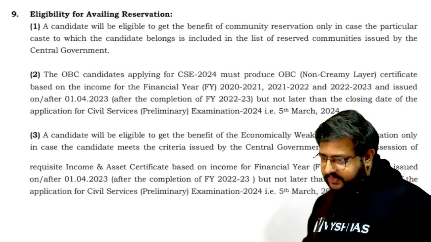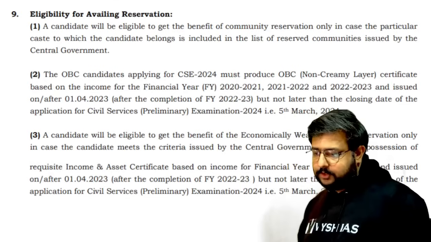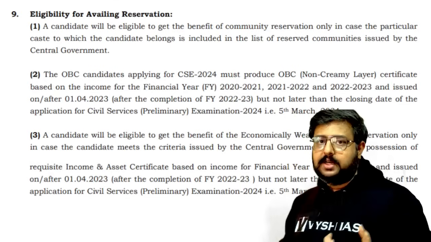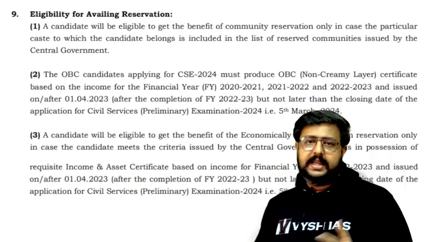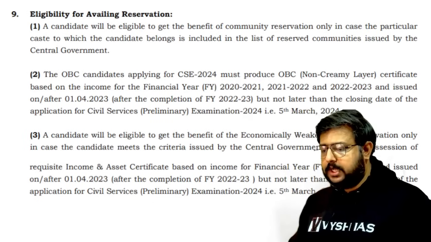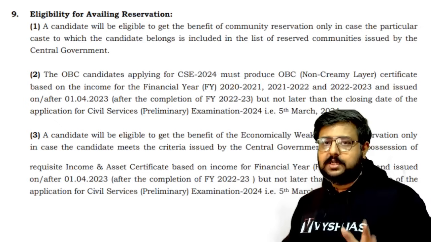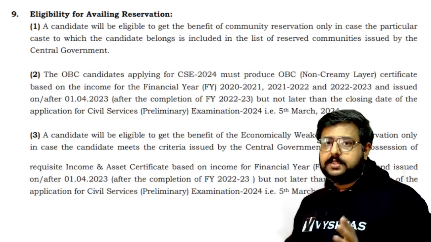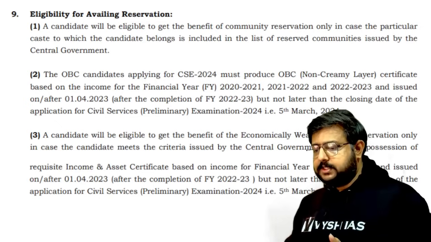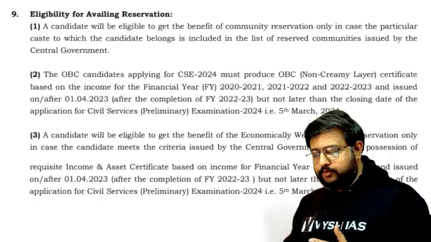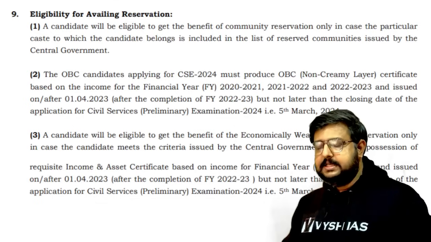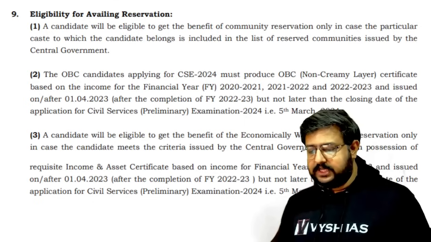Again, for reservation, they are telling that for OBC, you will get it only if you have the non-creamy layer. Non-creamy layer means your father's income is up to I think 8 lakh or so. Your income is not considered, your husband's income is not considered; it's your father's income and father's caste that they consider. And how will you prove that income? You need the last 3 years' financial income certificate.